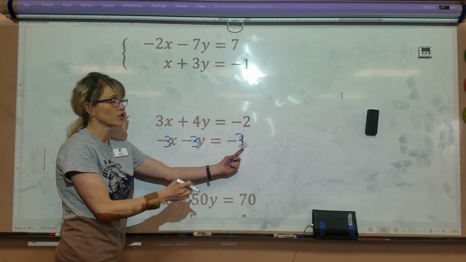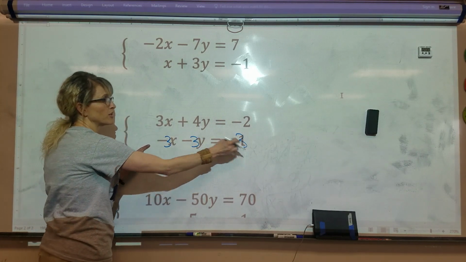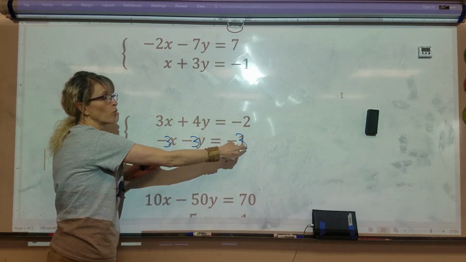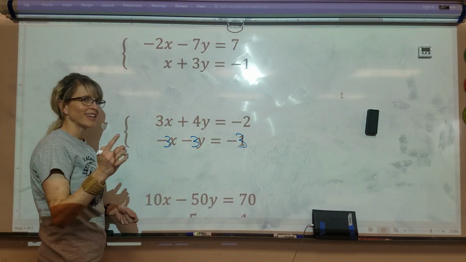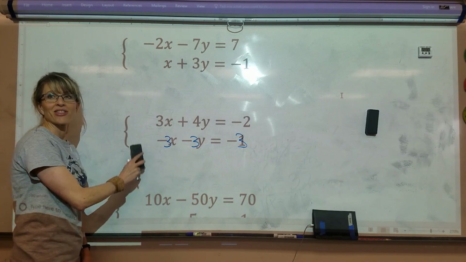I saw another student that put a 9 there. So be careful. You're just timesing 3, 3, and 3. And it happens since we had a 1, 1, 1 there. That's why it's an easy 3, 3, 3. Did anybody pick something other than 3?